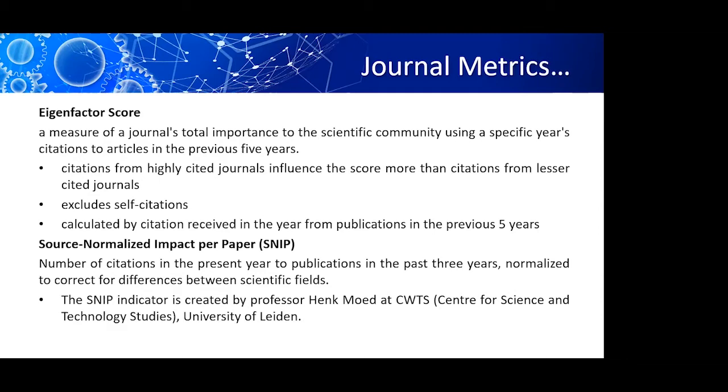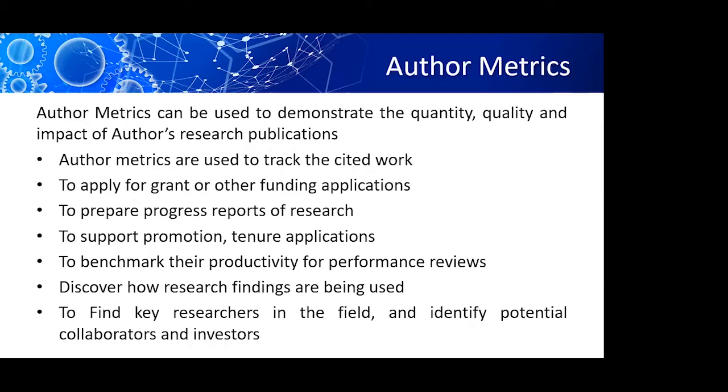Now I am moving to the next metric, that is the author metrics, that is used by most of the researchers for demonstrating their research output, their research quality and the impact of their research. And this can be used to track whether the work is cited, how it is cited, how it is performing, by the researchers and authors. And this can also be used to apply for grants and other funding applications. And also it can be used for enhancing the research profiles and promoting their research to potential collaborators and investors, meaning for collaborating on publications, research and research grants. And also this can be used to prepare progress reports for research.